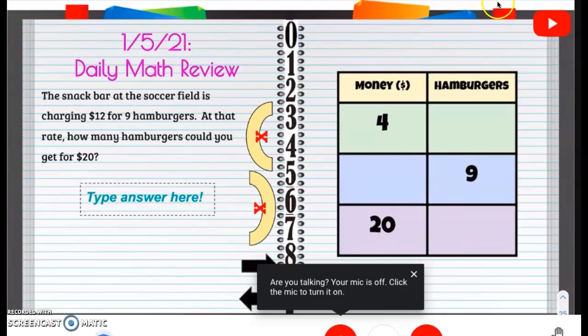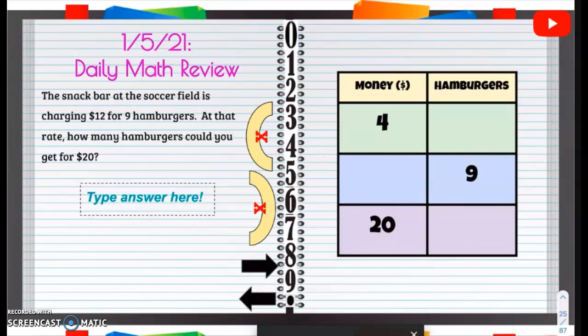The snack bar at the soccer field is charging $12 for 9 hamburgers. At that rate, how many hamburgers could you get for $20? All right, so we have a table here to help us out. So the snack bar is saying that they're charging $12. So here's the money for 9 hamburgers.